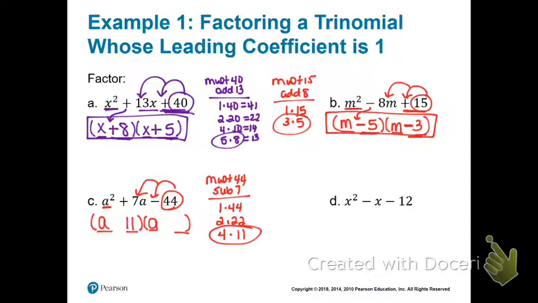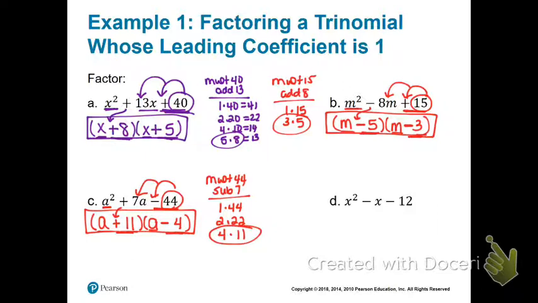So I'm going to put my bigger number first. Bring down that first sign. Positive 11 times what kind of 4 gives me a negative 44? So positive times what gives me a negative? A negative. Make sure that you're factored completely, which we are. So there's our answer.